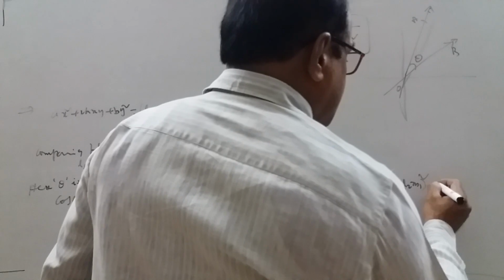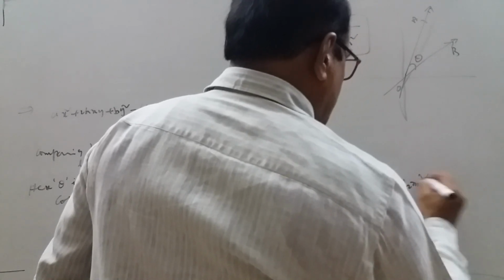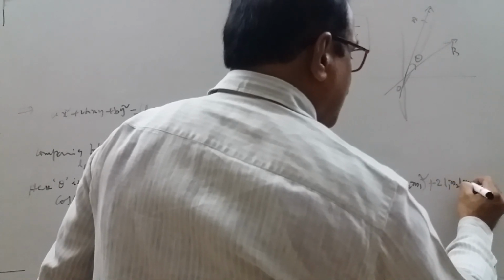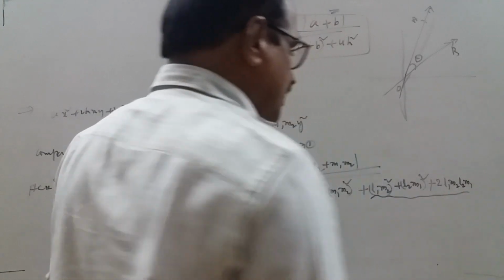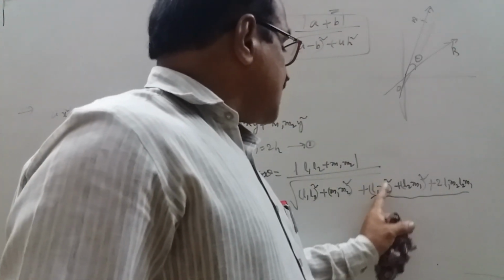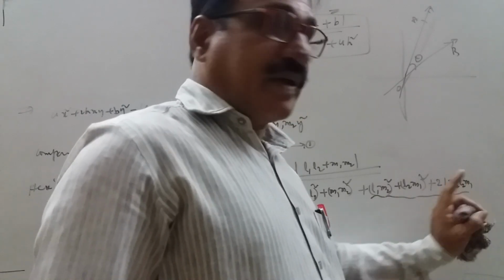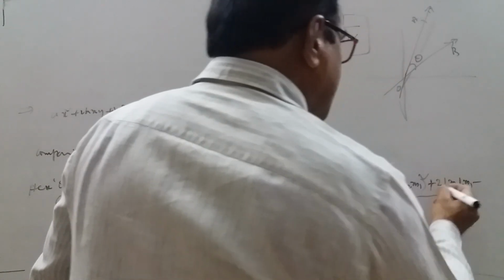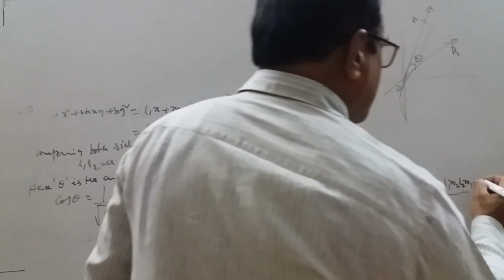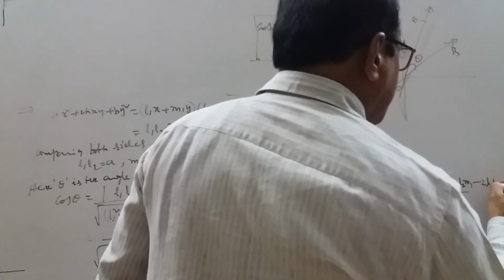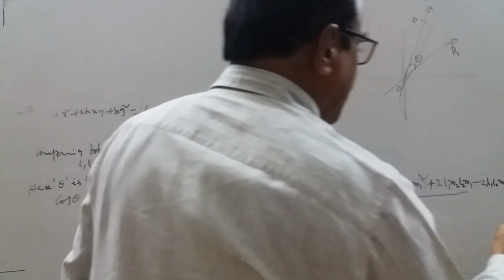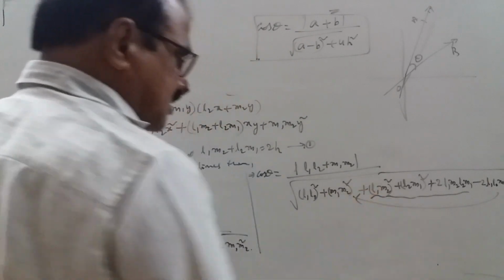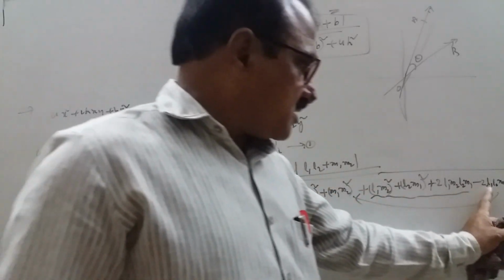So we have to further add plus 2 L1 M2 L2 M1 for this. Now it becomes in the form a square plus b square plus 2ab, so it is a plus b whole square. We added these two and we have to subtract minus 2 L1 L2 M1 M2. Okay. Under if we add these to this part, a square plus b square minus 2ab.